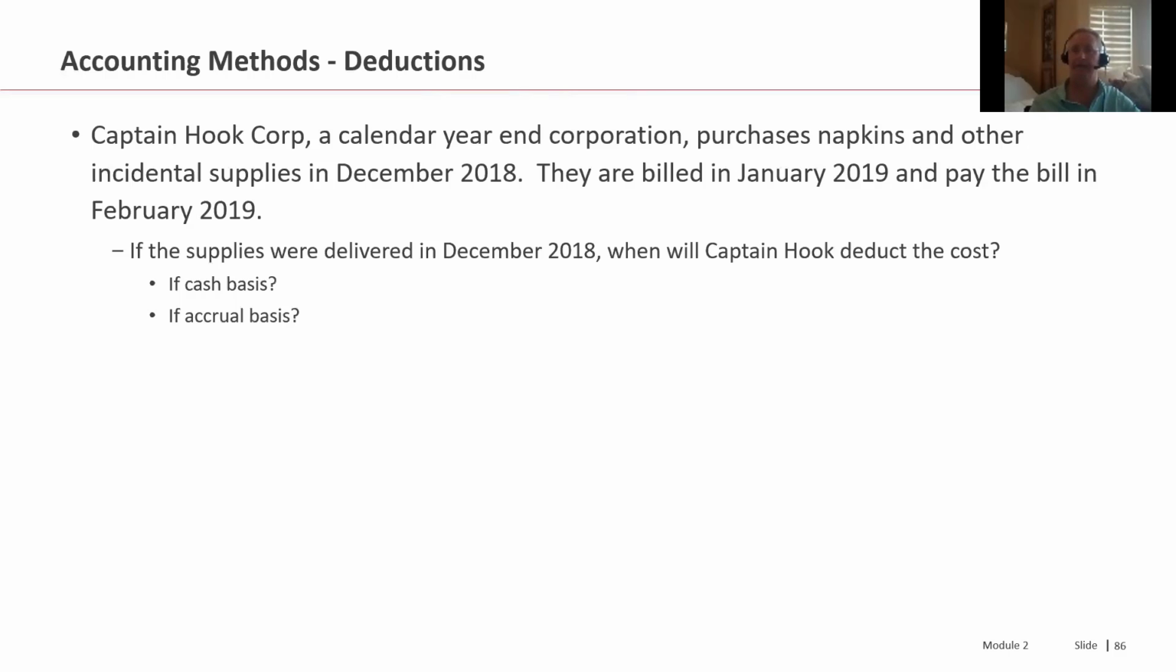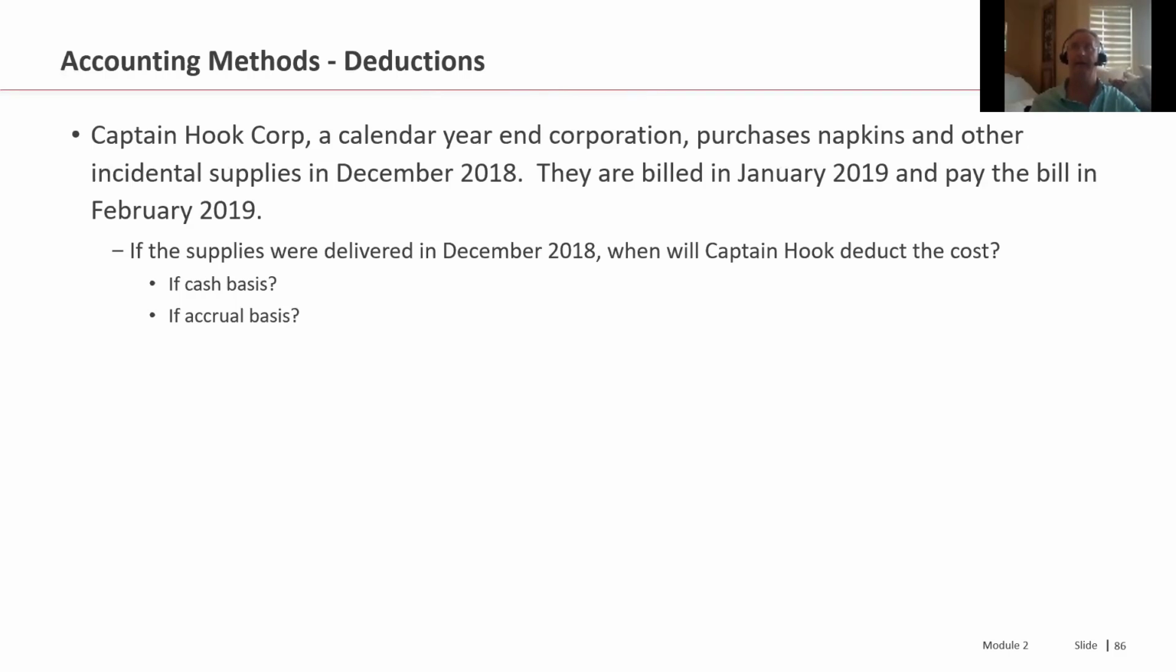When paid. So a cash basis taxpayer, it doesn't matter when the supplies were delivered. They were paid in February of 2019. That's when they're going to be deducted. If you're an accrual-based taxpayer, then it occurs when the right to fix the liability has occurred and economic performance has occurred. Okay, so what is the type of transaction?